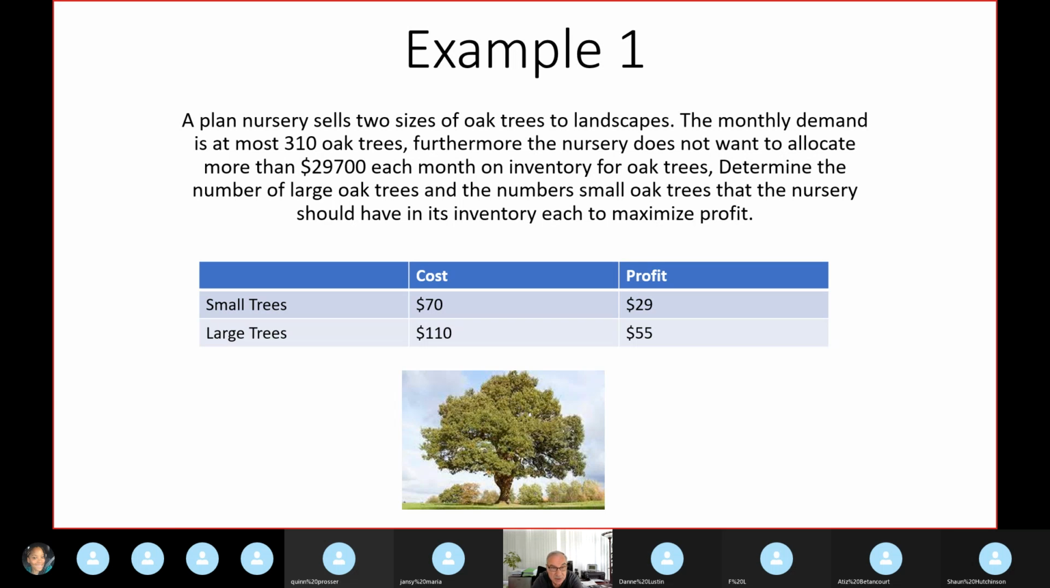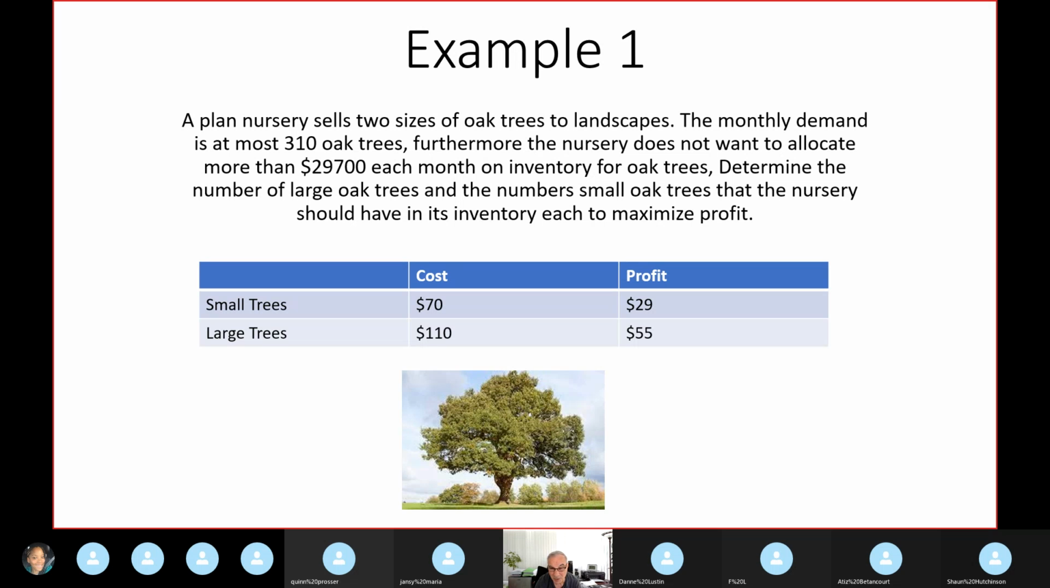A plant nursery sells 2 sizes of oak trees to landscapers. The monthly demand is at most 310 oak trees. You need to translate what "at most" means. At most is less than or equal to. It's a little bit contradictory, the word with the idea. Furthermore, the nursery does not want to allocate more than $29,700 each month on inventory. That means the total money is less than that, because allocating more than is a negation: they do not want it.